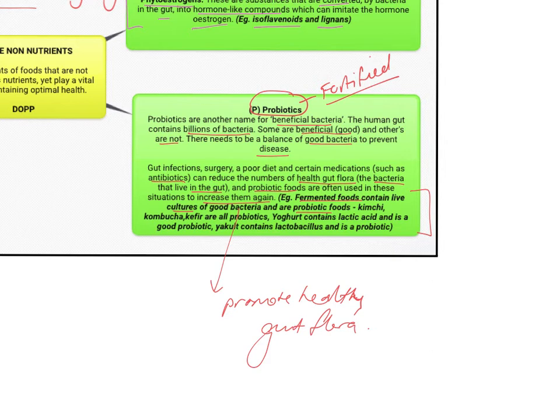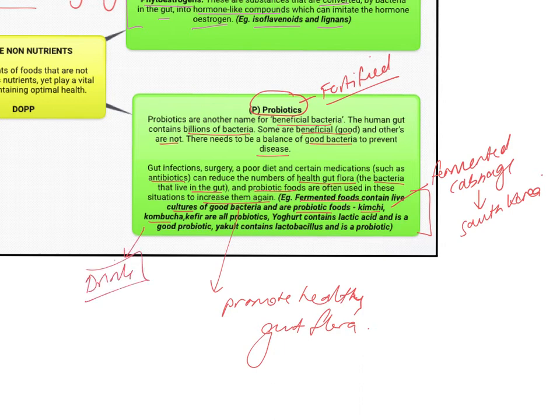Now, really good examples of fermented foods include kimchi, which is a fermented cabbage, and fermented cabbage or kimchi is common in South Korea. So it is a cultural food. Kombucha is another example. Kombucha is a drink, and it is a type of tea that has been fermented to produce good strains of bacteria. Kefir is a yogurt type food, and it is really, really concentrated in probiotics. And these are all types of foods that contain probiotics.